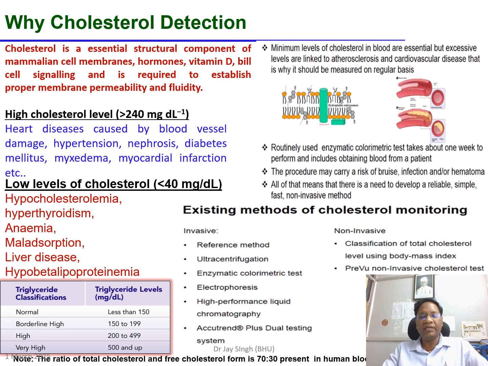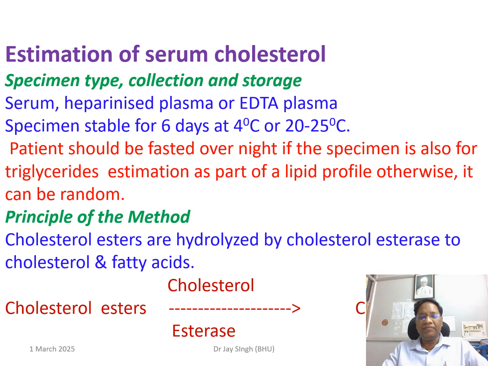So, invasive techniques take the sample from the blood. Reference methods include ultracentrifugation, enzymatic colorimetric methods, electrophoresis, and HPLC. Here, non-invasive classification of total cholesterol uses the body mass index, and some cholesterol tattoos are available for the non-invasive test. So, estimation of serum cholesterol: specimen type, that is, the cholesterol and storage.